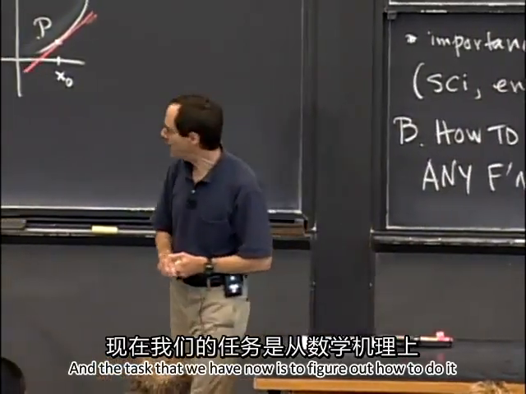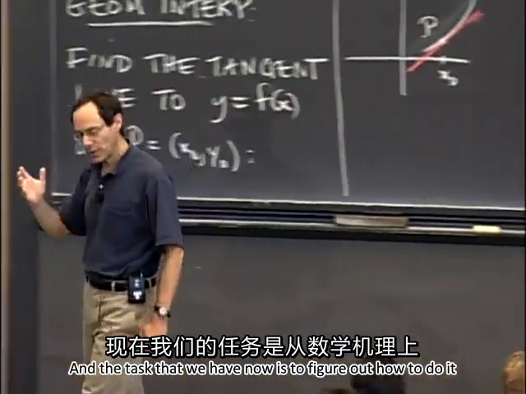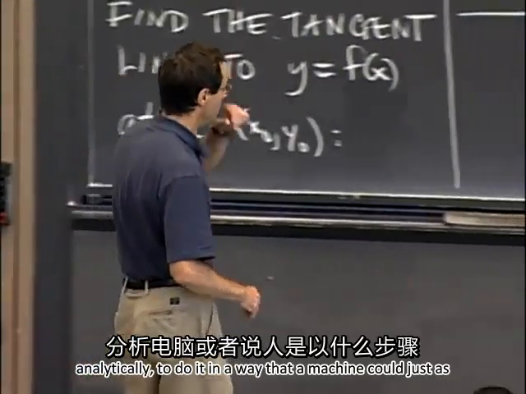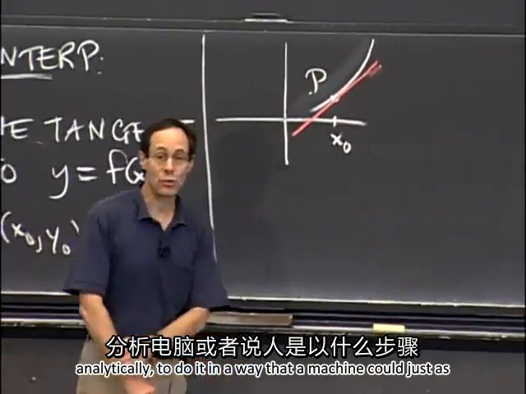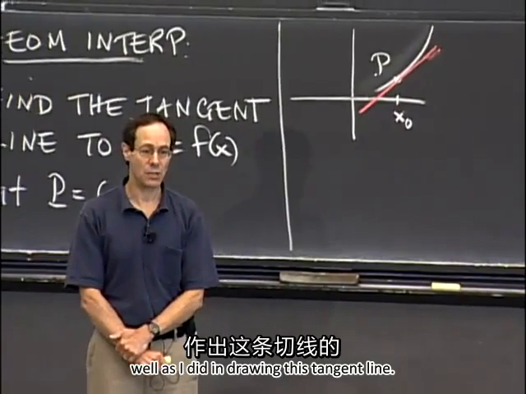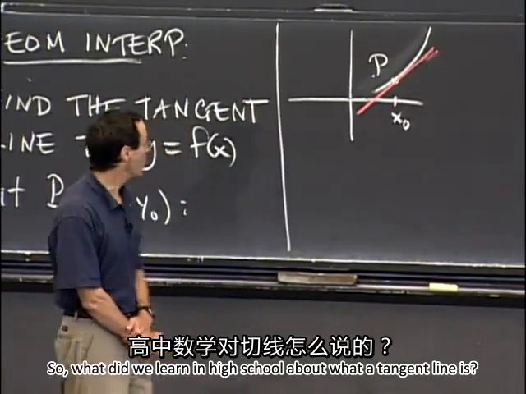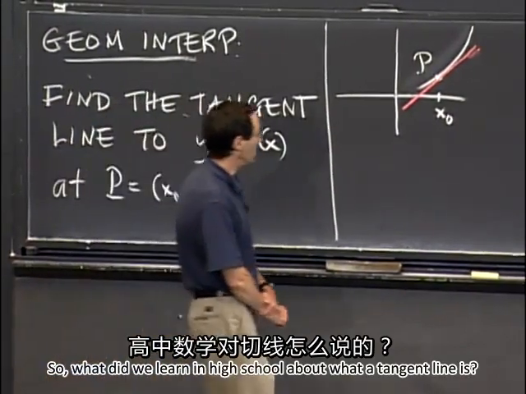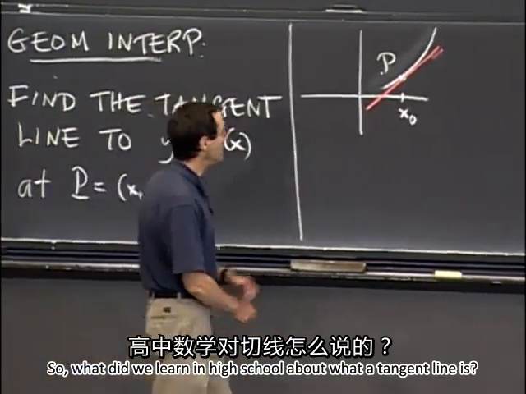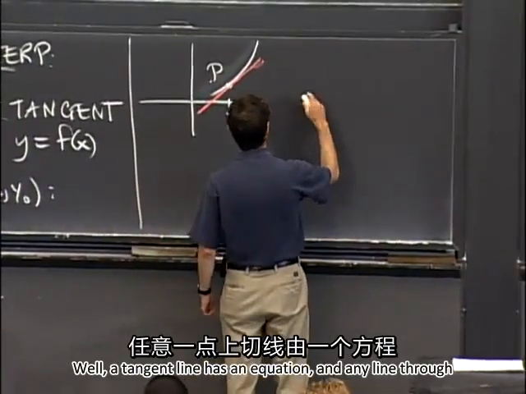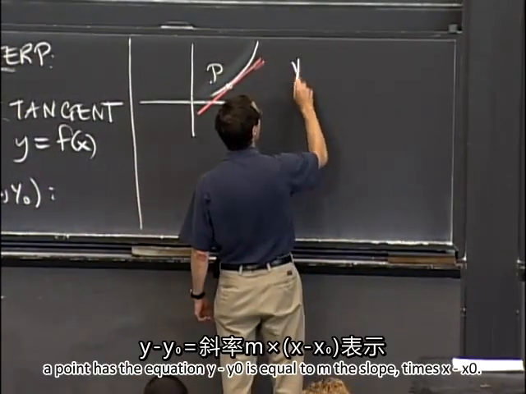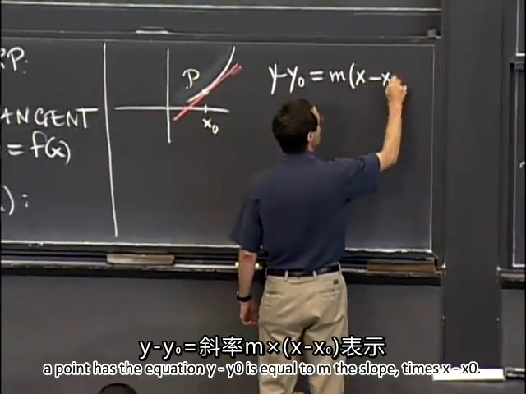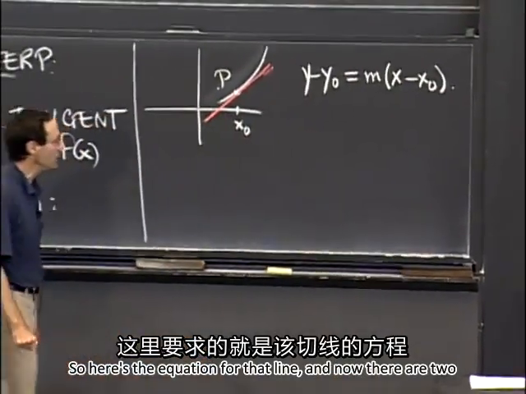And the task that we have now is to figure out how to do it analytically, to do it in a way that a machine could do just as well as I did in drawing this tangent line. So what did we learn in high school about what a tangent line is? Well, a tangent line has an equation. Any line through a point has the equation y minus y0 is equal to m, the slope, times x minus x0.